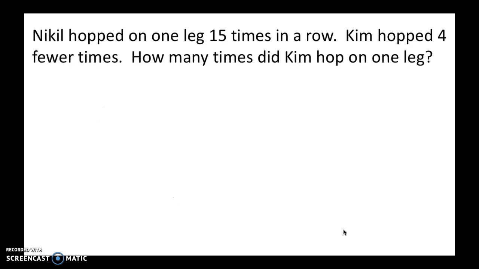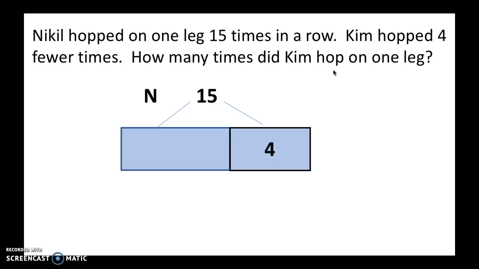Okay? This one says, Nikhil hopped on one leg 15 times in a row. Kim hopped 4 fewer times. Do you see that word, friend? It changed. How many times did Kim hop on one leg? So now I have to look at this a little differently. I'm going to put an N for Nikhil. I know he hopped 15 times in a row. I know that Kim hopped 4 fewer times.